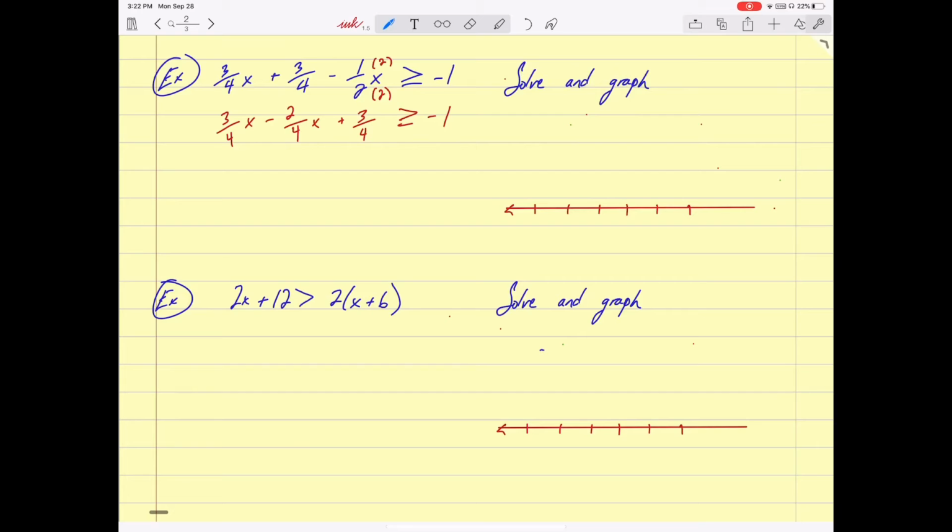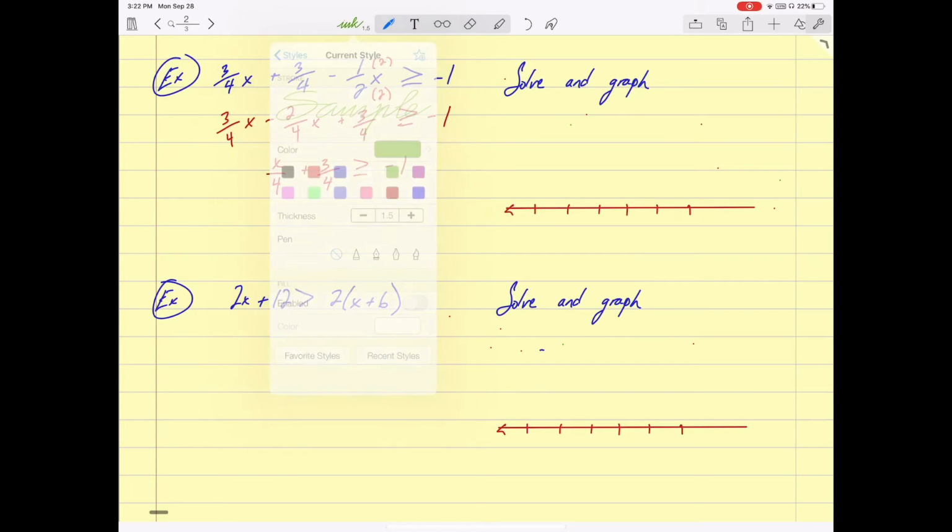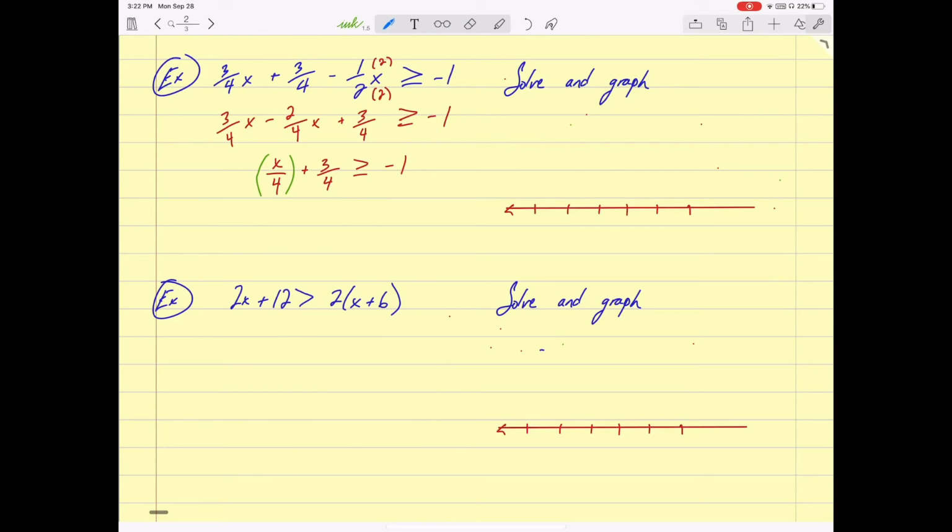So now 3 minus 2 is 1, so we'll have 1/4 x, or x over 4. You could write 1 over 4 too, it doesn't matter. And that's greater than or equal to -1. And you can choose to clear the fraction or not. I'm going to clear the fraction. I'll use a different color, so I'd multiply this by 4. I'm going to multiply this by 4, just everything by 4.